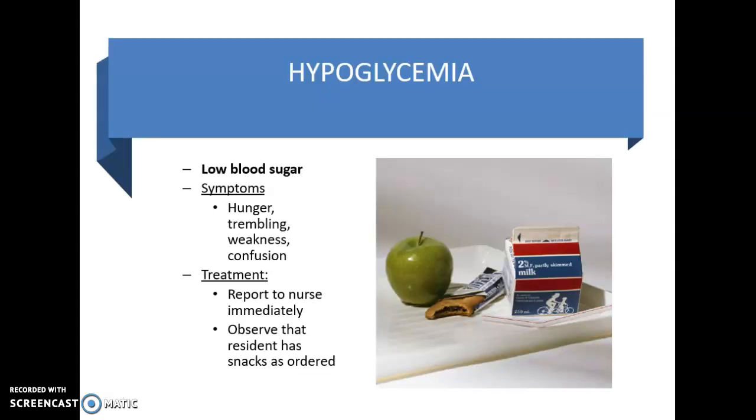Hypoglycemia is a low blood sugar, hypo meaning low. Symptoms: hunger, trembling, weakness, and confusion. Report to the nurse immediately. A lot of residents will know if they feel like their sugar is low, if they're able to tell you. And they usually have snacks ordered.